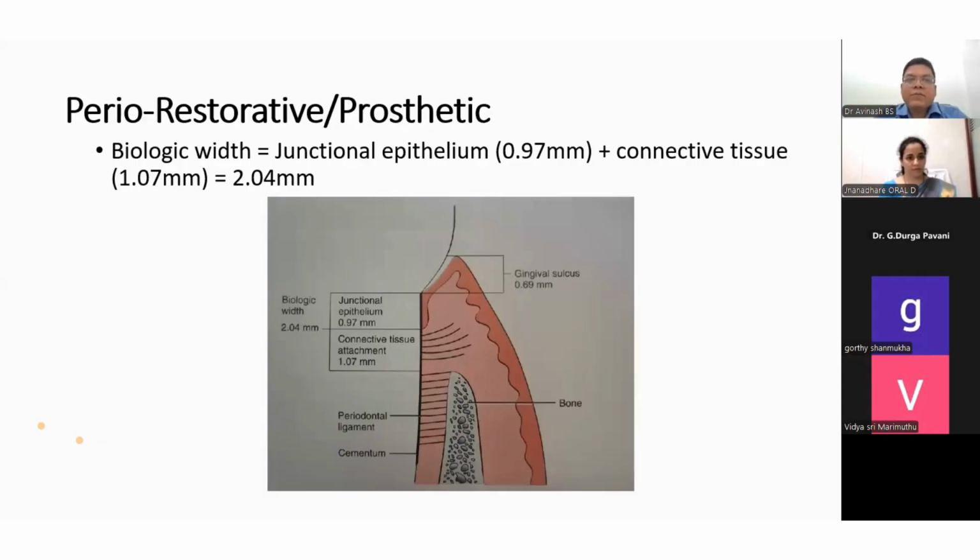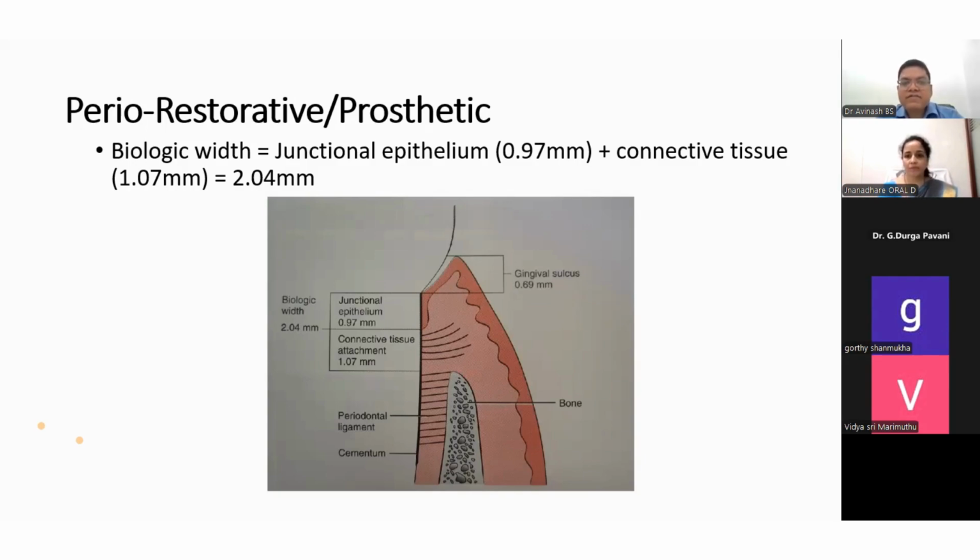Moving on further, perio restorative or perio prosthetic procedures. Here, one important thing you need to know is biological width. I know it is a bit of theory over here, but still it's very, very critical for the long-term success of the restorations you do which are close to the periodontium. The crowns and bridges, whatever you do, you will be placing very close to the gingiva. So you need to be aware of biological width.